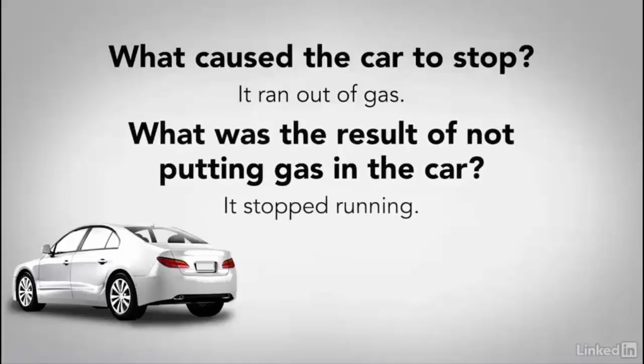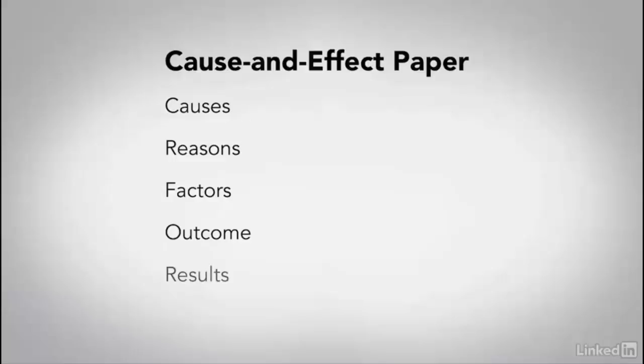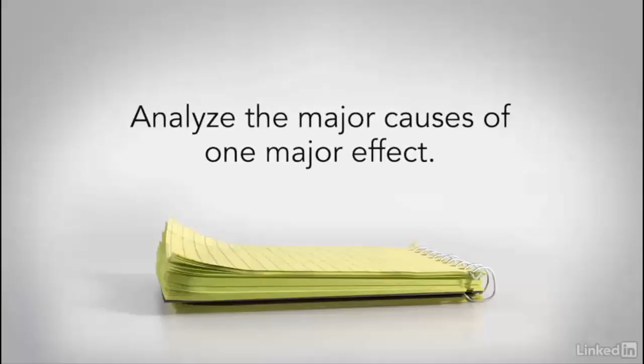It stopped running. However, in order to research and write a cause-effect paper, the situation must be much more complex, one that is likely to have perhaps multiple causes and effects. Common words used in this type of paper include causes, reasons, and factors for the causes, and outcome, results, and consequences for the effects.